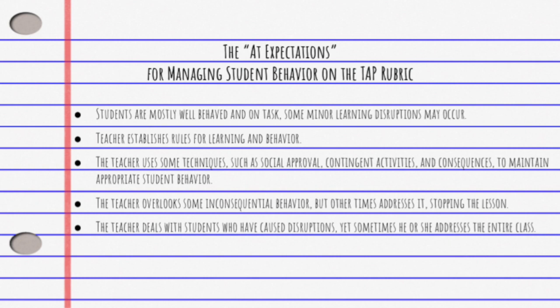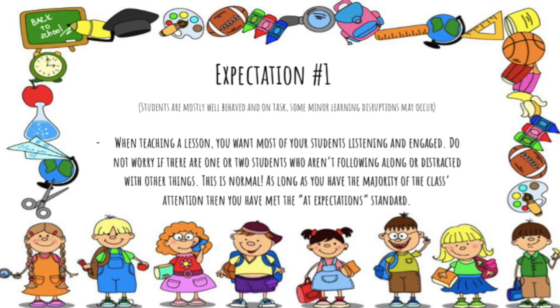The teacher overlooks some inconsequential behavior, but other times addresses it, stopping the lesson. And the teacher deals with students who have caused disruptions, yet sometimes he or she addresses the entire class. Now we will go further into these points. The first expectation is that students are mostly well-behaved and on task, but some minor learning disruptions may occur.